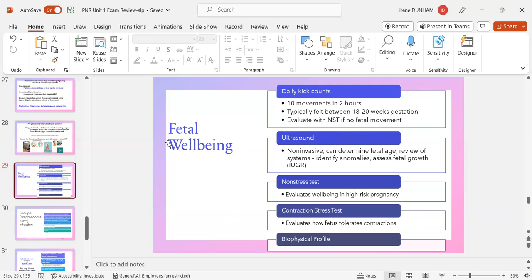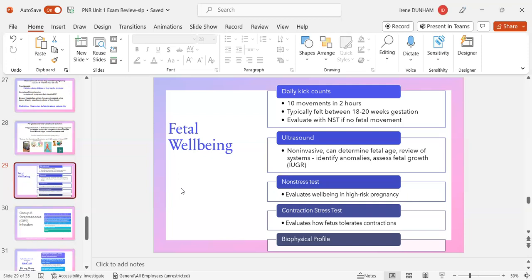Now, another test for fetal well-being is ultrasound. Again, that's a non-invasive test, and it can determine fetal age and review all the systems, and it can show anomalies and assess for fetal growth. And the IUGR stands for intrauterine growth restricted. So ultrasounds usually are good. Everybody likes ultrasounds. They can see the baby. I already went over non-stress tests.